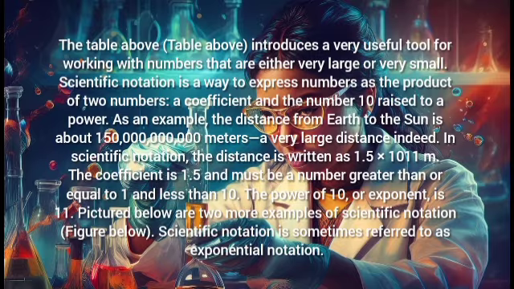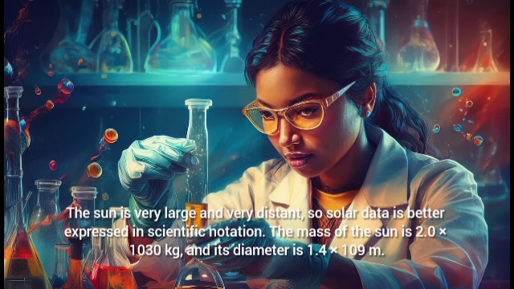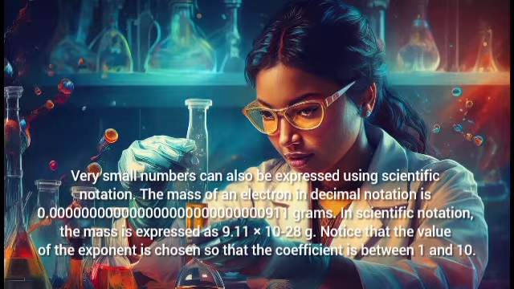Scientific notation is sometimes referred to as exponential notation. Figure 1: the Sun is very large and very distant, so solar data is better expressed in scientific notation. The mass of the Sun is 2.0 times 10^30 kilograms, and its diameter is 1.4 times 10^9 m. Very small numbers can also be expressed using scientific notation.